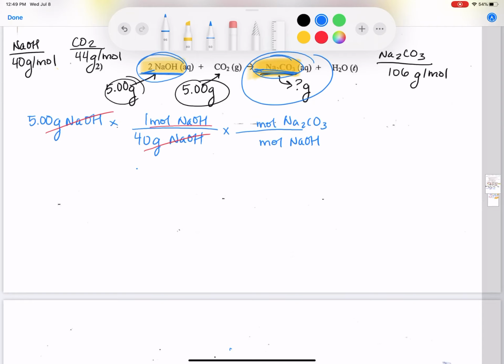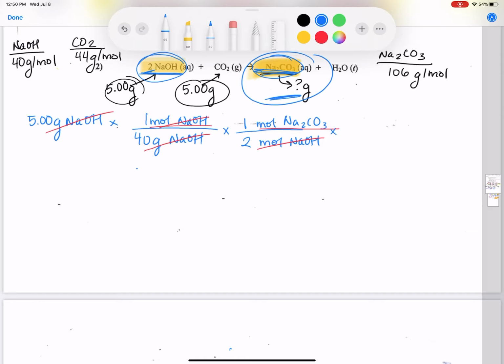And so now I just need to copy down the moles from the balanced equation. So in the balanced equation, NaOH had a 2, and sodium carbonate, Na2CO3, had nothing. So that means it's a 1. So now if I go back to my units, moles of sodium hydroxide canceled moles of sodium hydroxide, I'm left with moles of sodium carbonate. So from here, I just have one more step to go through to get to grams of sodium carbonate.